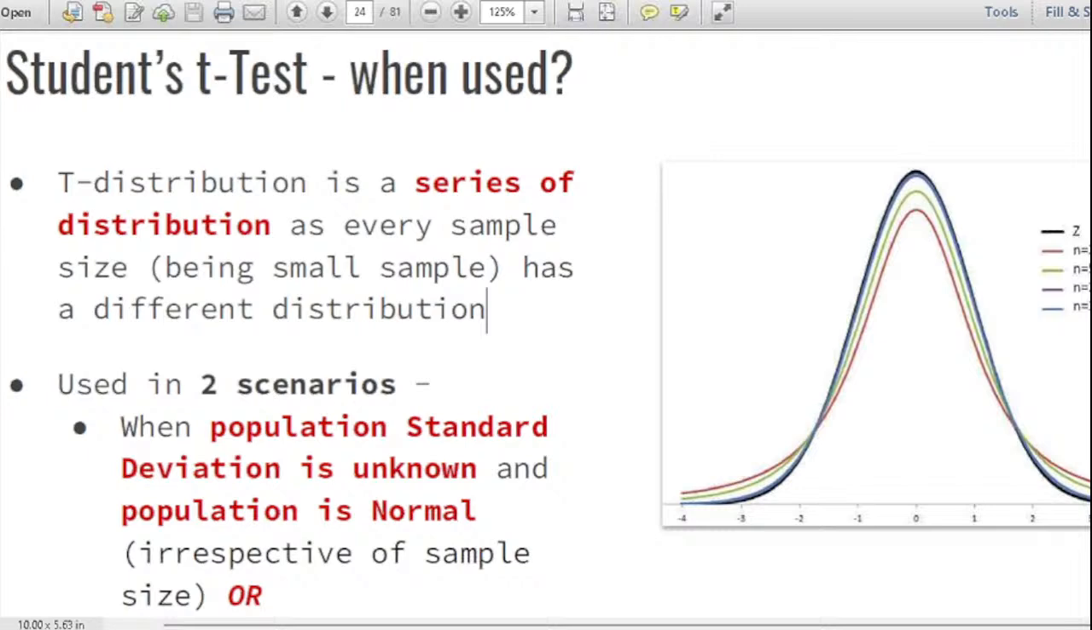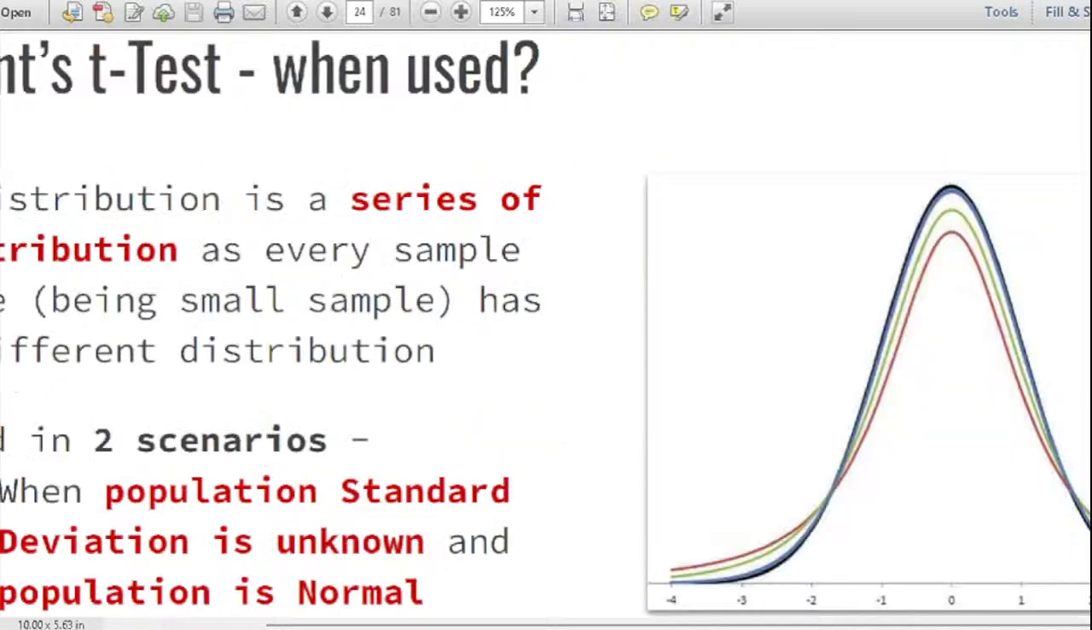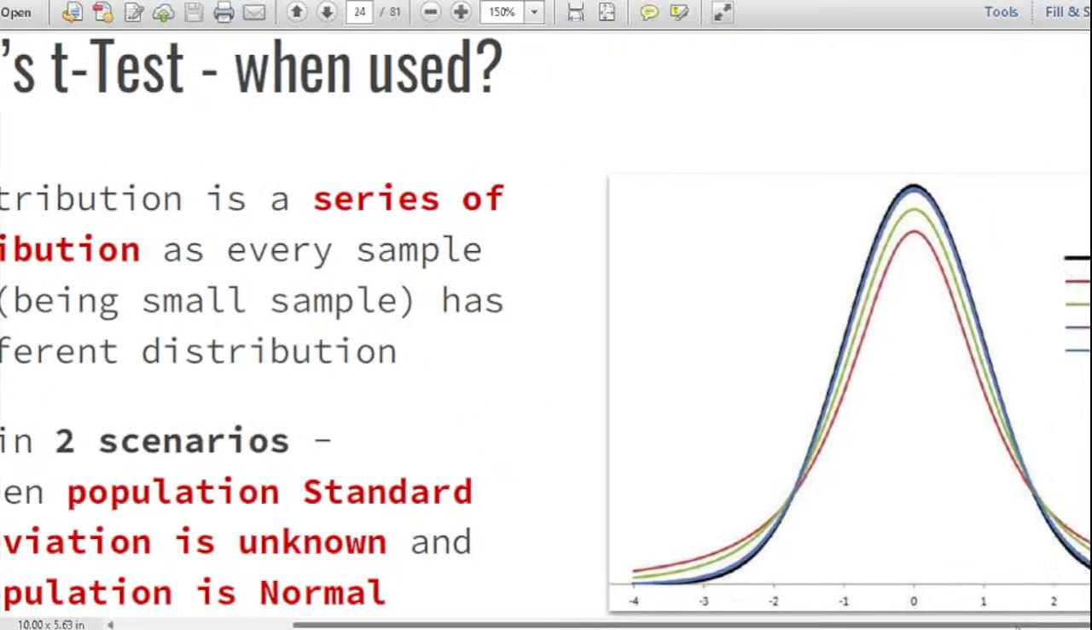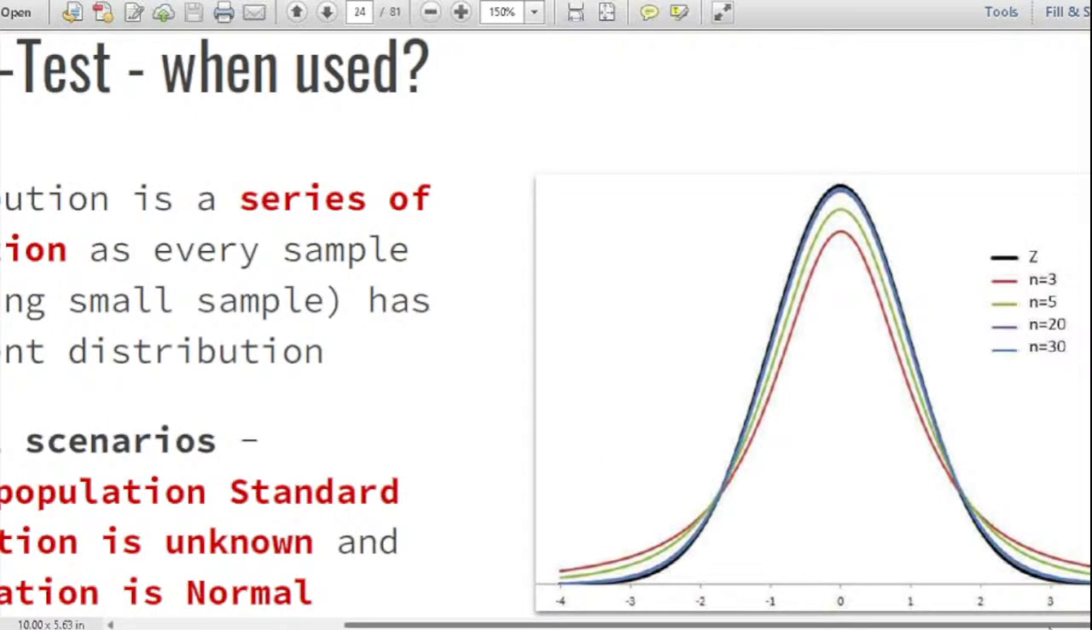Everyone agrees it will approximate a normal distribution, right? Now, when we have n less than 30, notice z is this black curve. If you notice z and n equal to 30, the blue one and the black one, can you see they are just very close and adjacent? They are just overlapping, right? So that's how close a normal curve and a t-test curve where n is equal to 30 are.